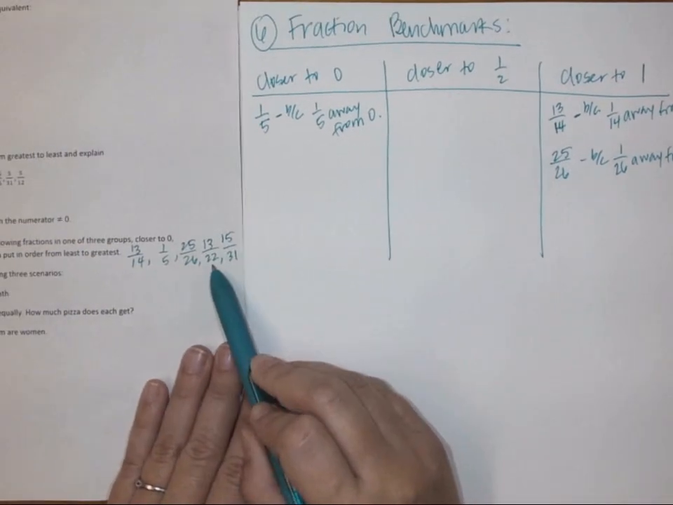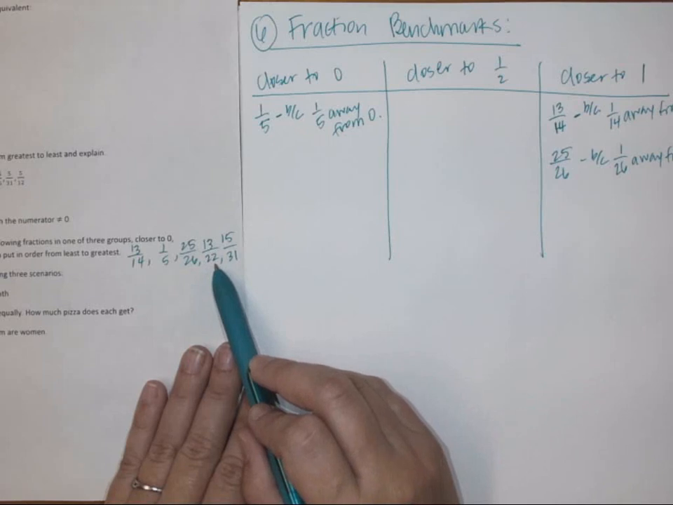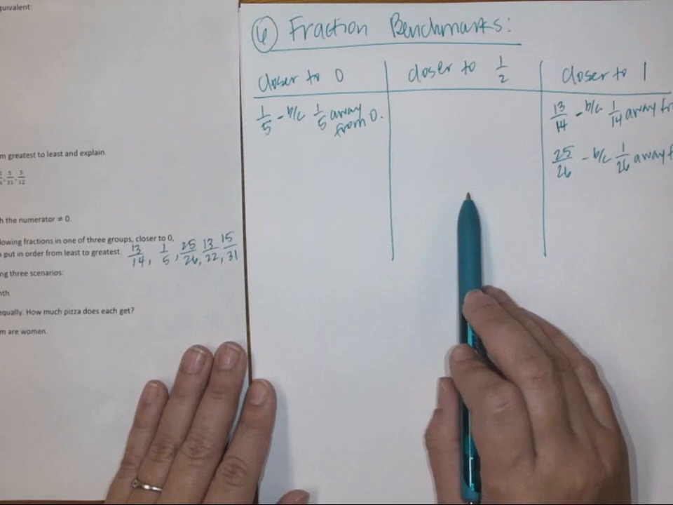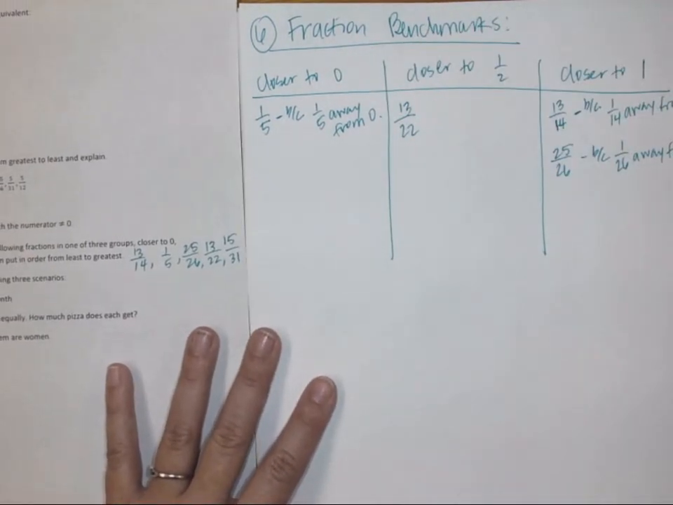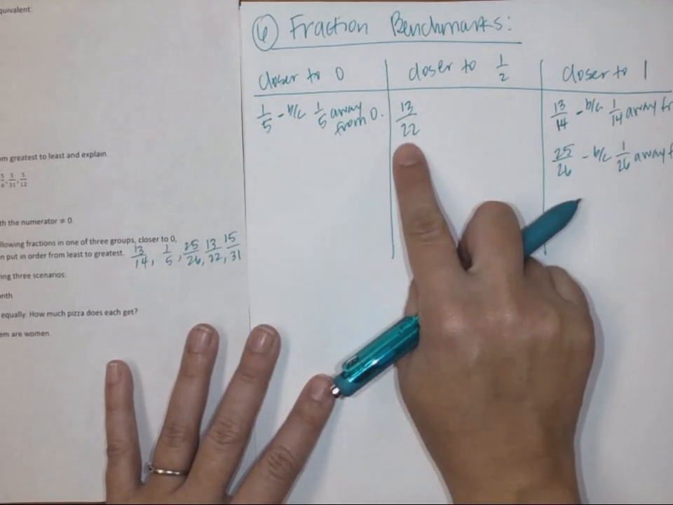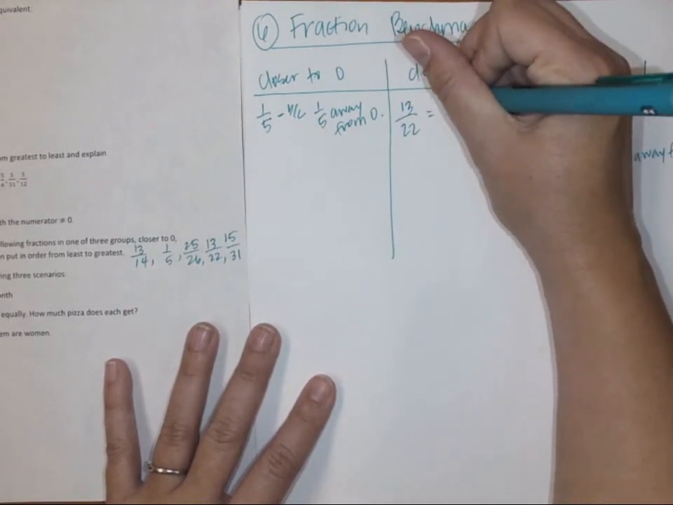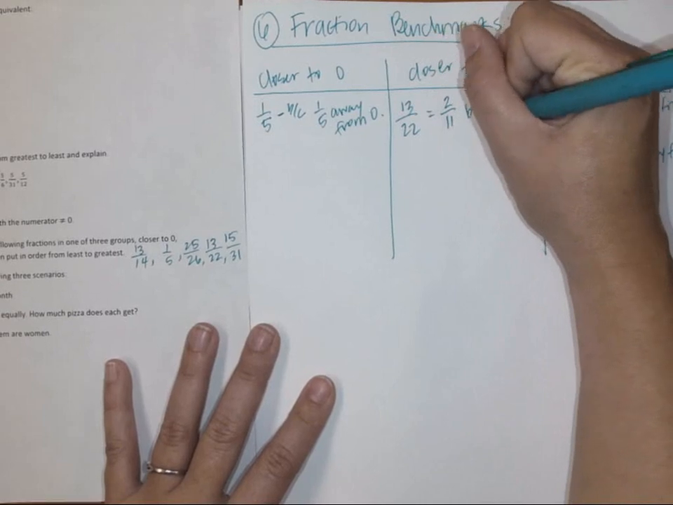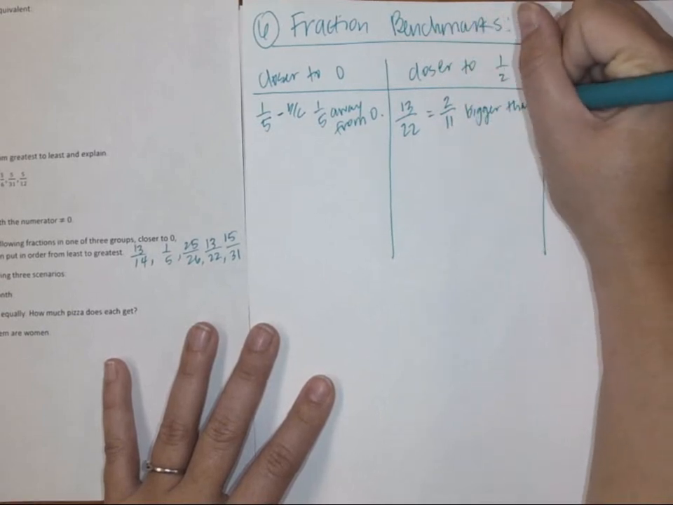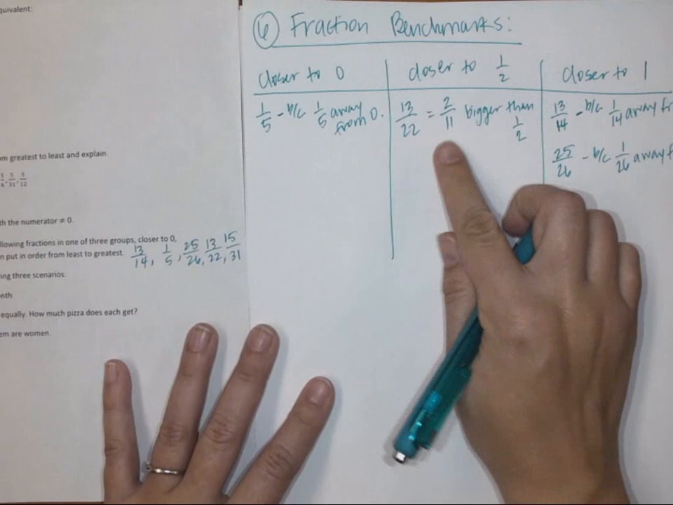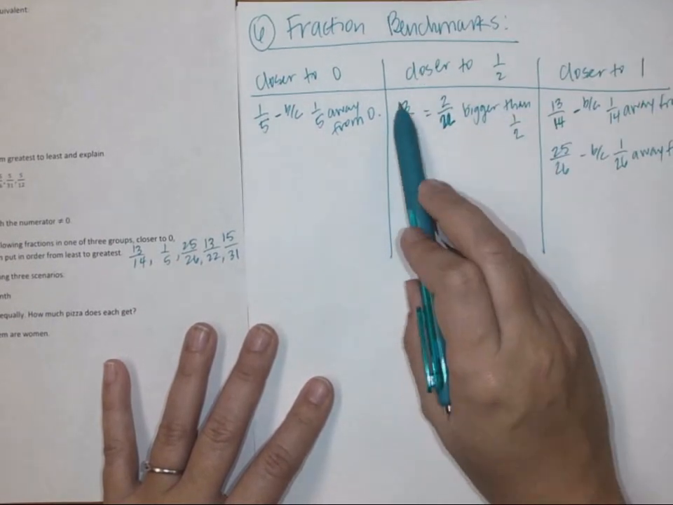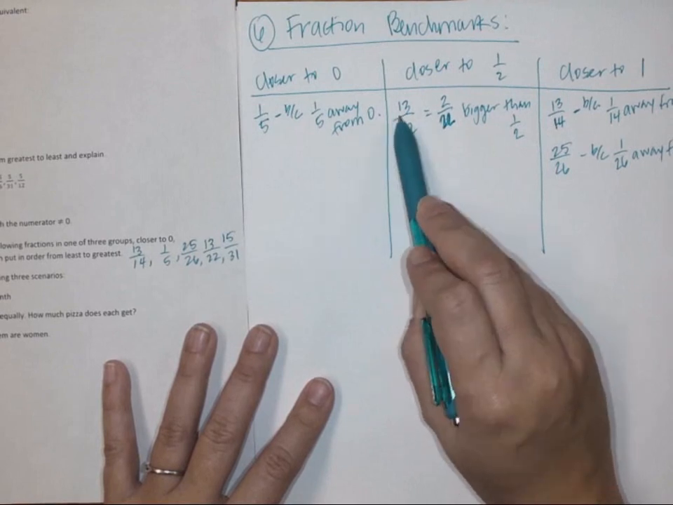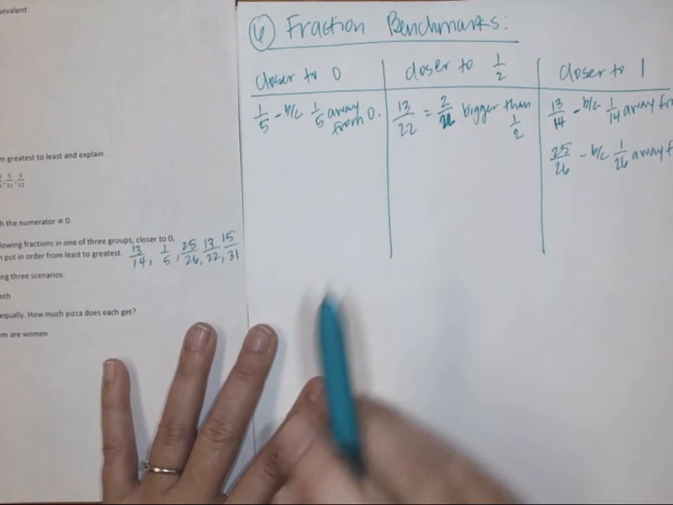13 out of 22. Well, if I have 22 pieces that make a whole, 13 out of 22 is close to 1/2, so I'm going to put it in here. It's close to 1/2 because 1/2 of 22 would be 11. So it is actually 2/22 bigger than 1/2, sorry about that, 2/22, because 11/22 is 1/2 and 13/22 is 2 pieces bigger than 11/22.